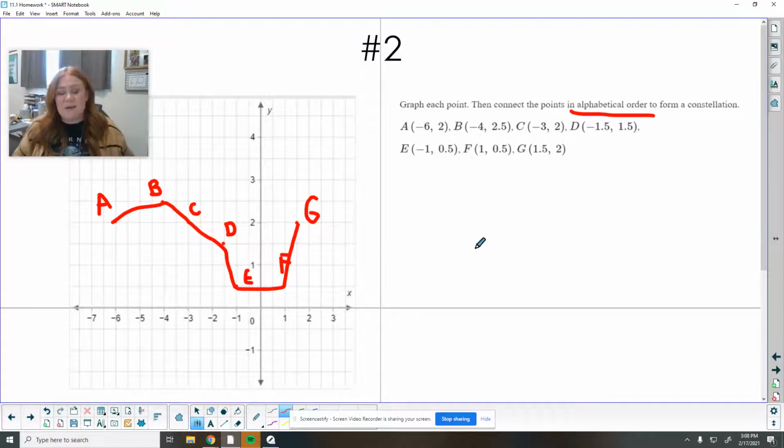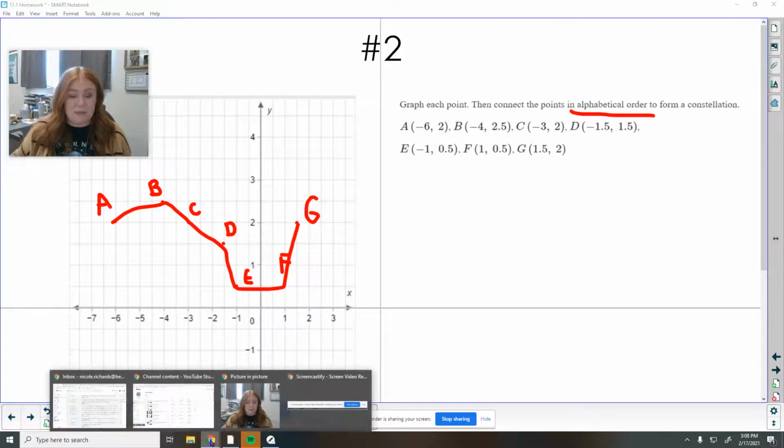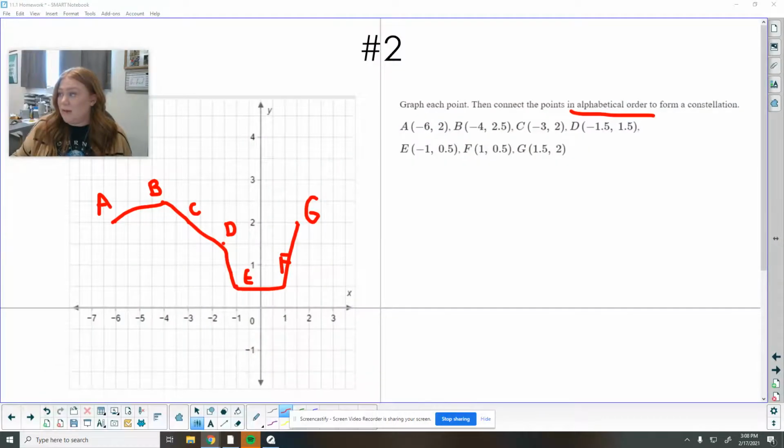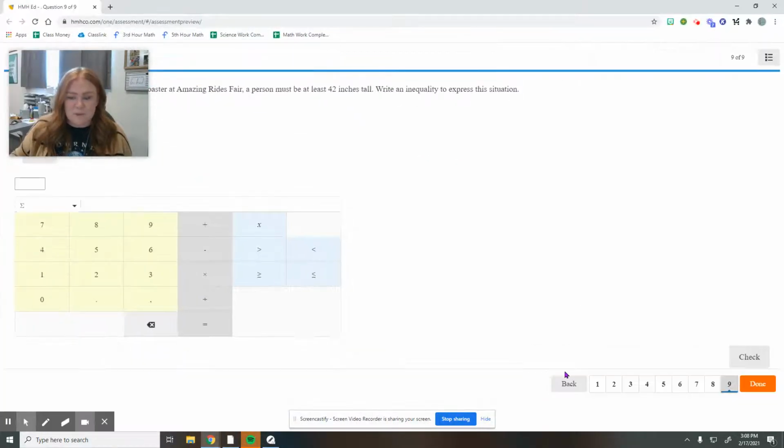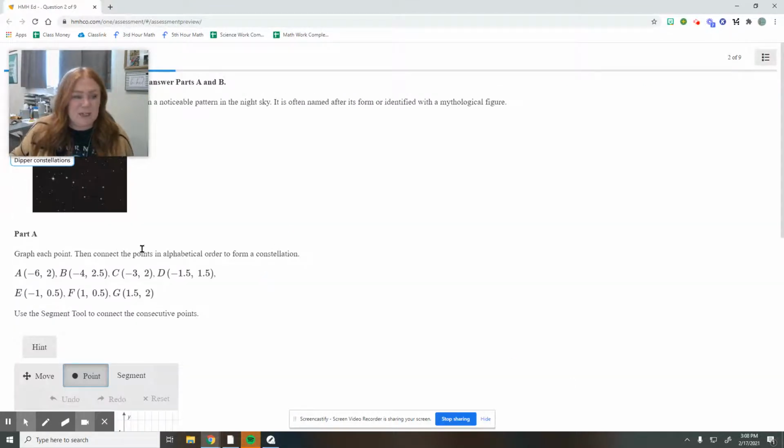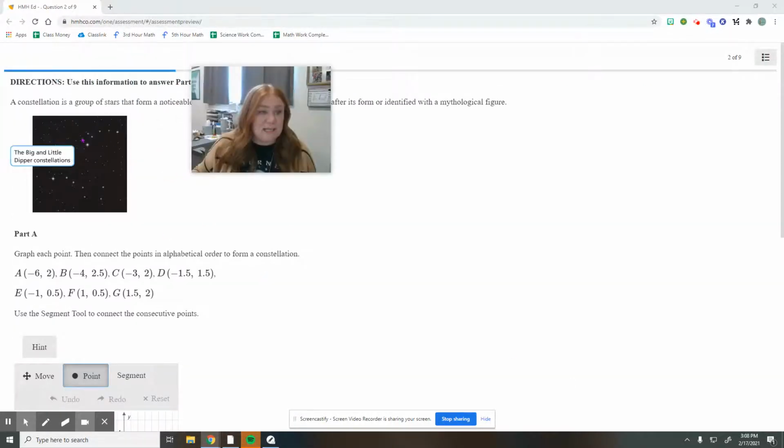And the question is then going to refer you back to the picture on number 2 here. Let me pull that up. So it's going to connect us back to this picture, and it shows us here is the Little Dipper, here is the Big Dipper. So it asked us which one does our picture look more like.